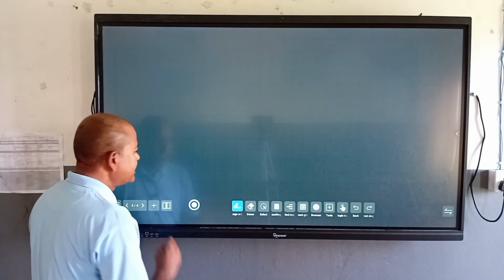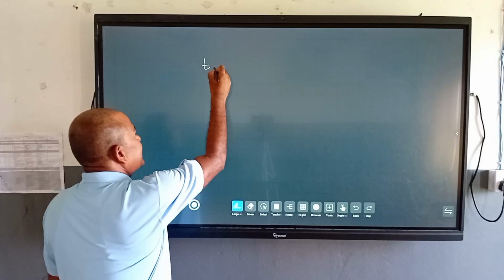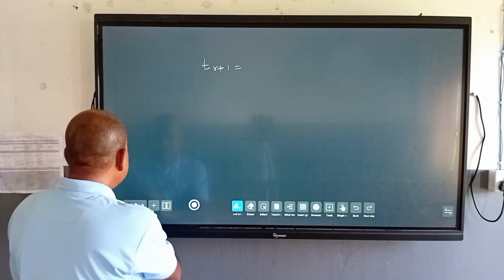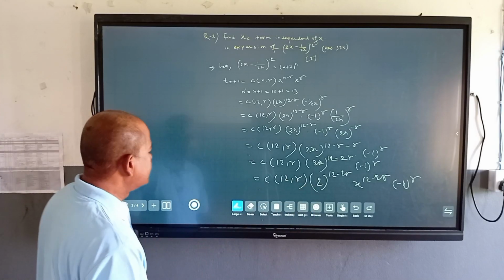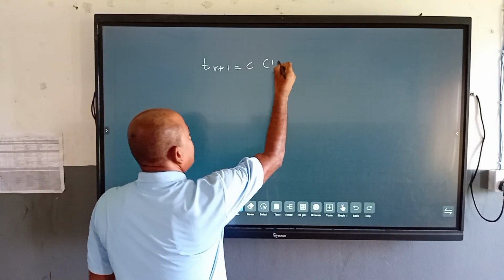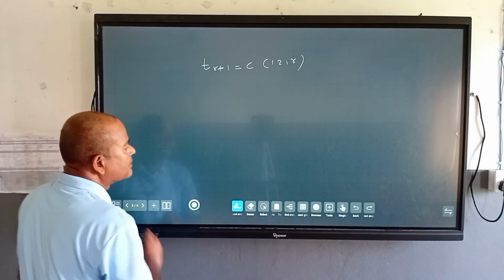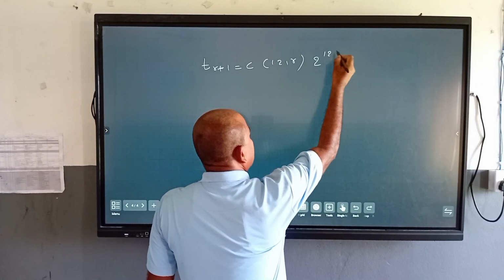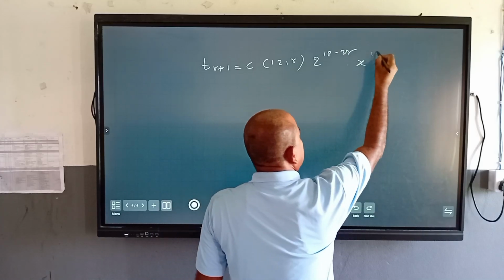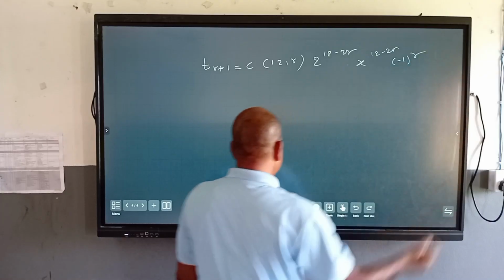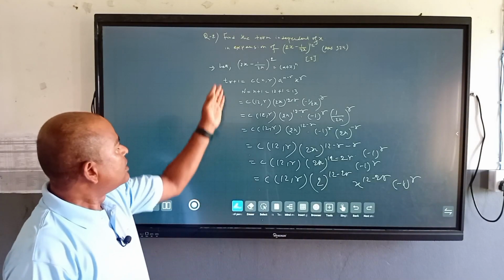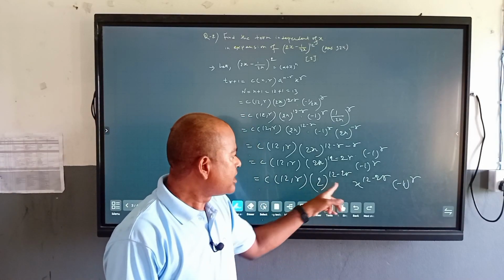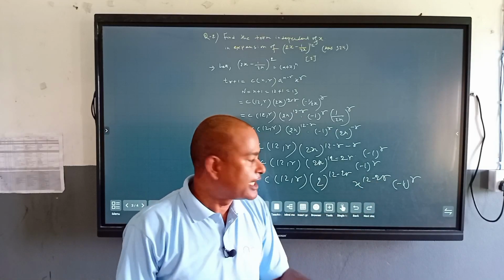So dear students, let's go to the next page now. We have t r plus 1 equals C 12 comma r, 2 power 12 minus 2r, x power 12 minus 2r, and minus 1 power r. So the general term of the given binomial expansion is t r plus 1 is equal to C 12 comma r, 2 power 12 minus 2r, x power 12 minus 2r, and minus 1 power r.